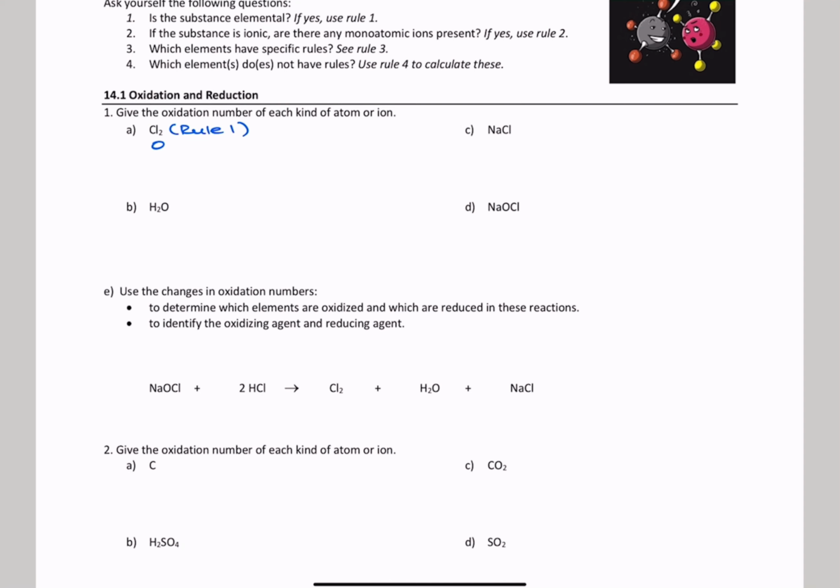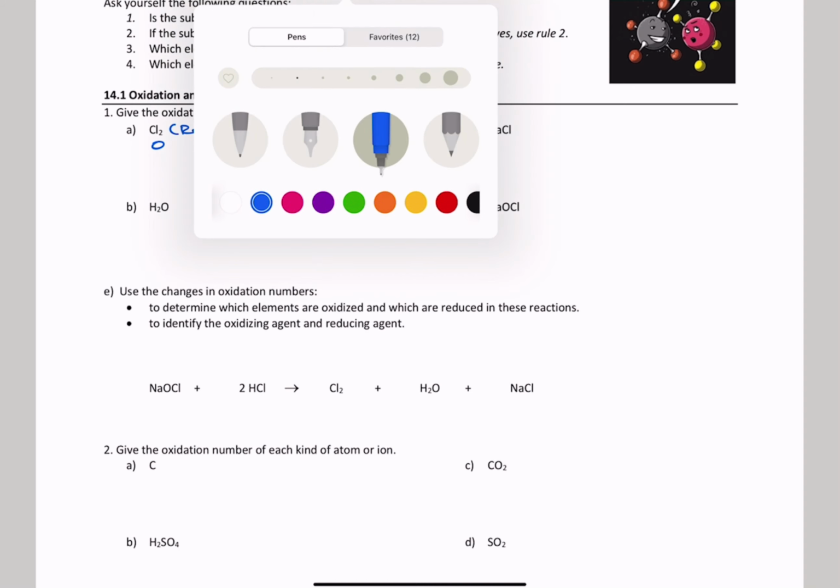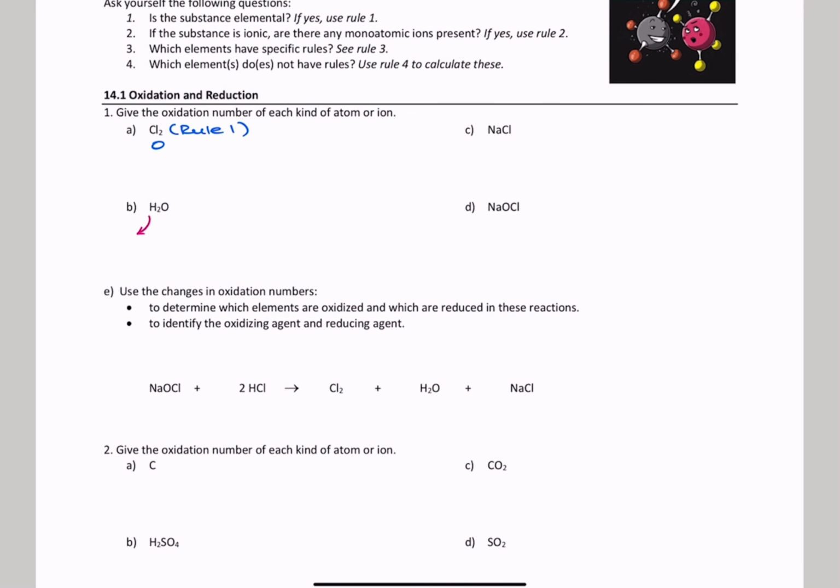Question B. Is the substance elemental? No, it's a compound made of hydrogen and oxygen. 2. Is the substance ionic? No, H2O is covalent. Going to the third question. Which elements have specific rules? Well, per rule number 3, we know that oxygen has an oxidation number of -2, so that's rule number 3. And we know as well that hydrogen has an oxidation number of +1. So this is rule number 3 as well.